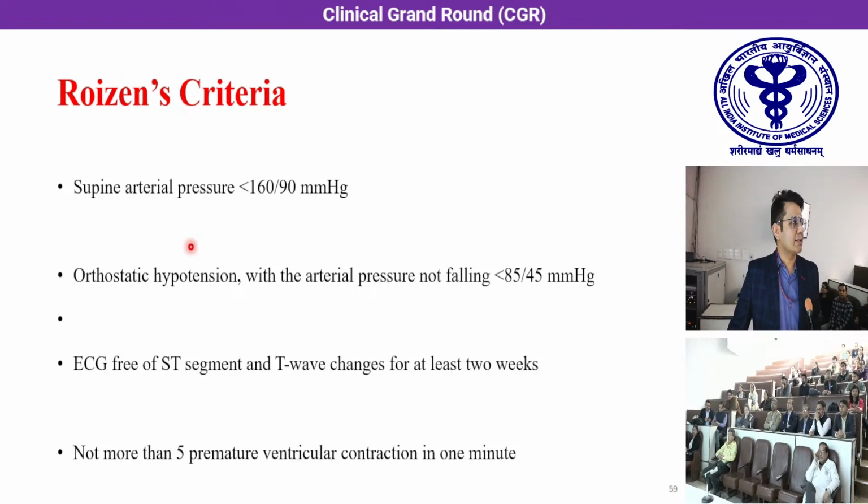Any ECG changes: the ECG should be free of any ST or T wave changes for at least the last 2 weeks, and there should not be more than 5 premature ventricular contractions per minute. So once you have all these 4 criteria fulfilled, you know that the patient has been optimized and is ready to go for the surgery.